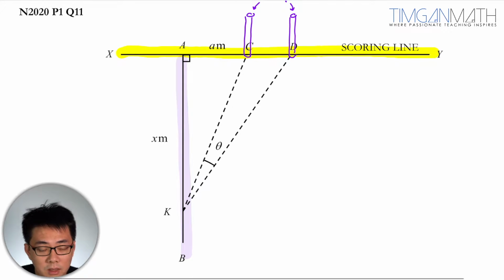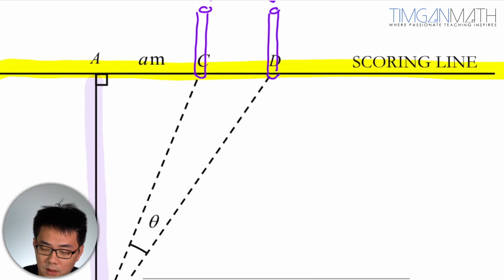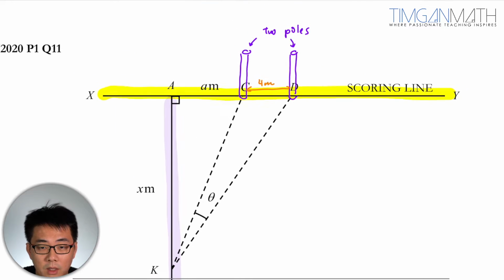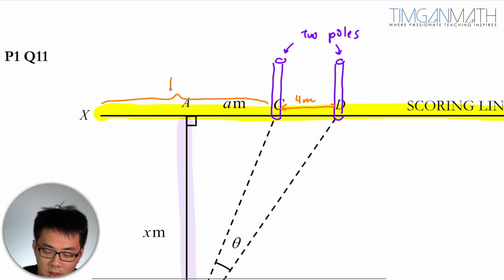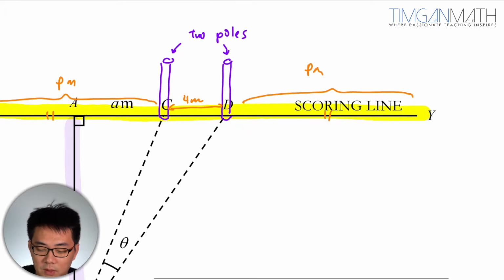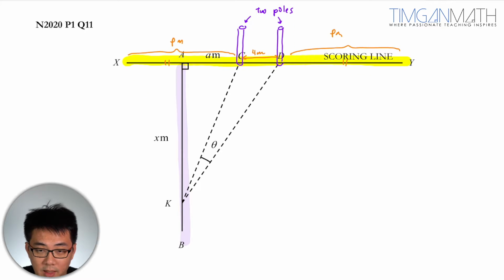Great. So the distance CD is 4 meters. And XC is equal to this one here, which is DM, so these two sides here are equal in length. The kick is taken from K, and AK is x meters. The angle CKD is theta, so this is theta here.